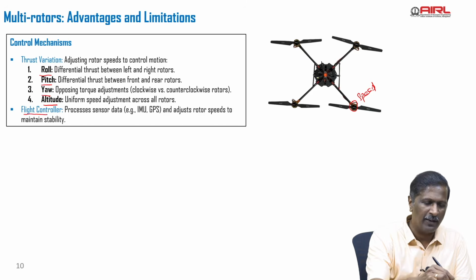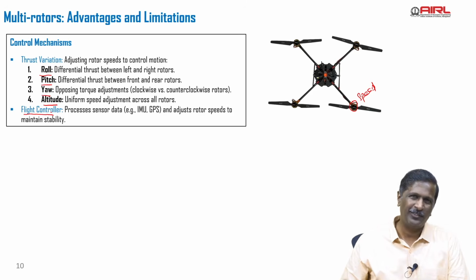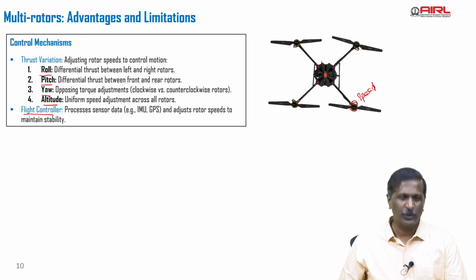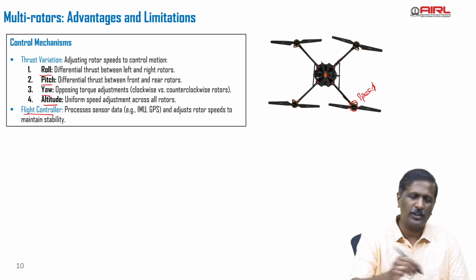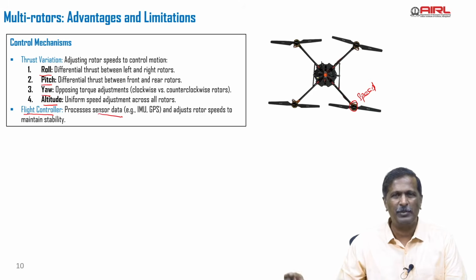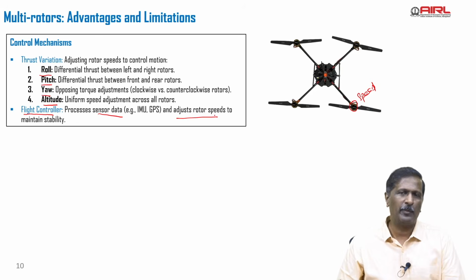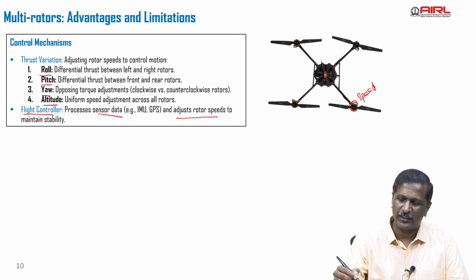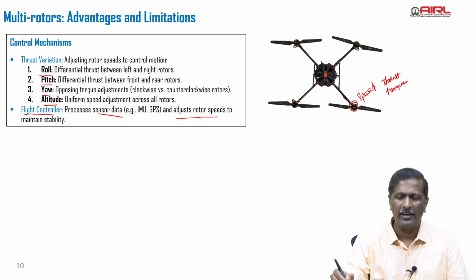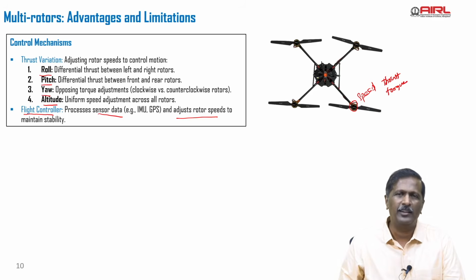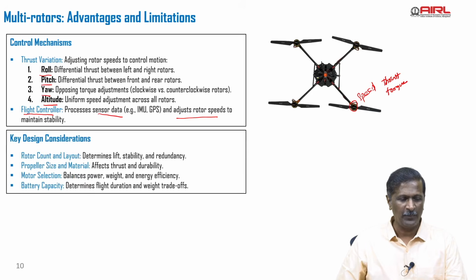Of course, you have the brain of the drone, which is the flight controller. Using the flight controller, we can process all the sensor data, IMU, GPS, LiDAR, and we can determine the appropriate speed command to be provided so that we can control the thrust and also the torque generated by each motor, right? So by controlling this, we can control the orientation of the drone and its position, right?